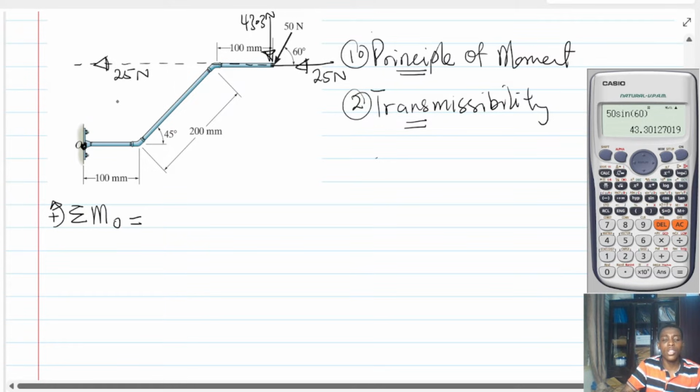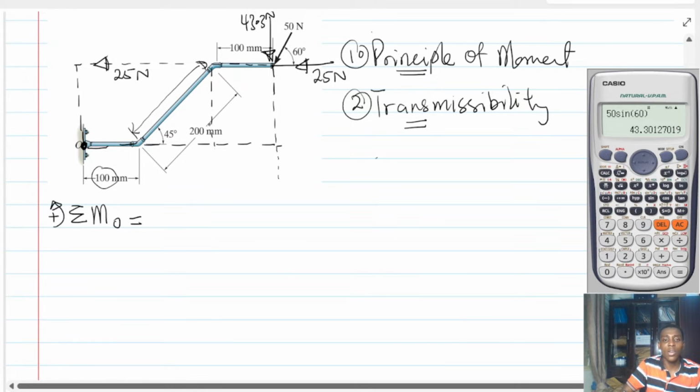If I want to find the moment of the 25 Newton force, then I need a perpendicular distance to meet here, and that is the distance or the moment arm of this force. Is that right? Similarly, I have to extend the line of action of the 43.3 force in this direction. Now, if I do this, then the perpendicular distance from O to meet this is actually this distance here. Is that right?